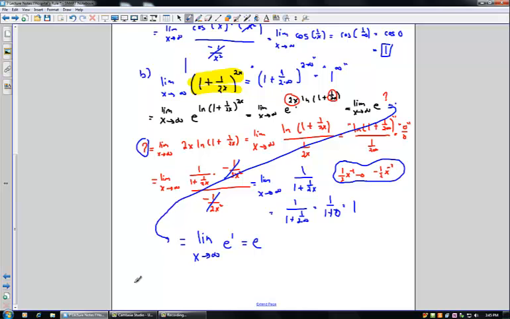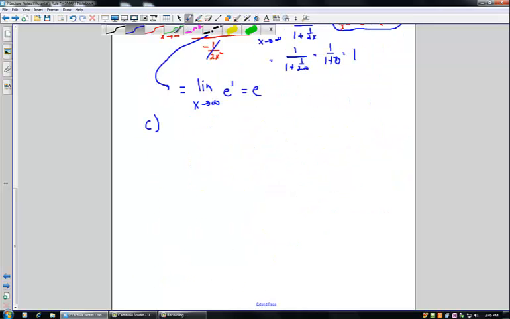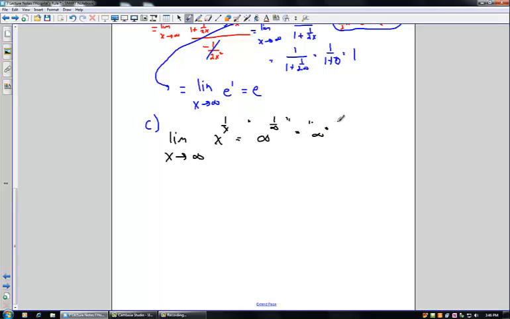So the last one we want to do, part C, let me switch to black, is the limit as x goes to infinity of x to the 1 over x. If you plug in infinity, you're going to get infinity to the 1 over infinity, which is the same as infinity to the 0. And again, you're not sure what's going to happen here. Is this going to blow up to infinity? Is it going to go to 1? Is it going to go to some number? And so we have to check this out. So let's see what's going to happen here.